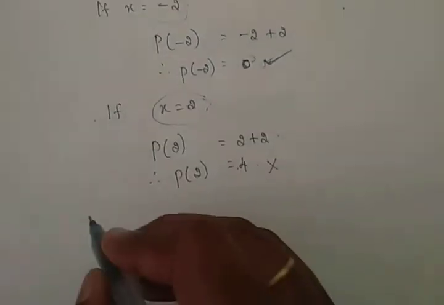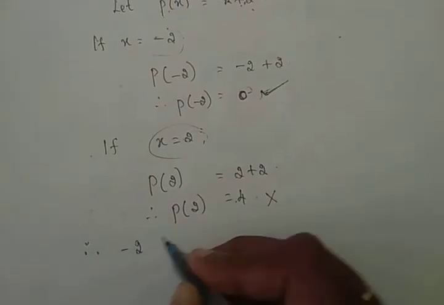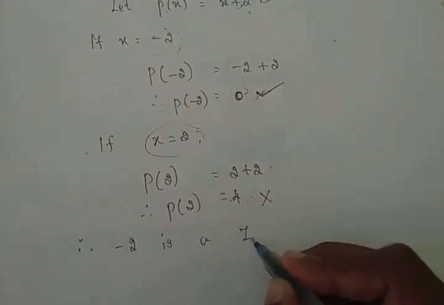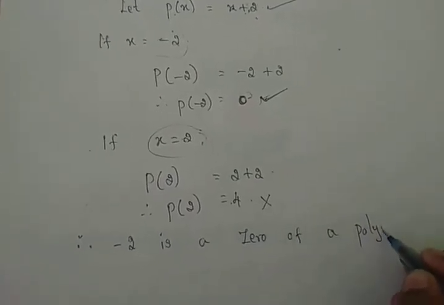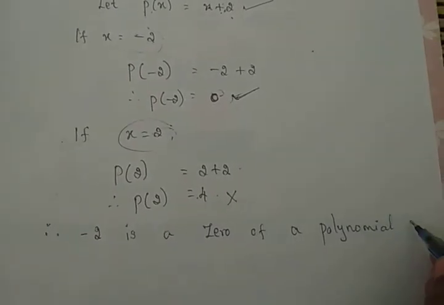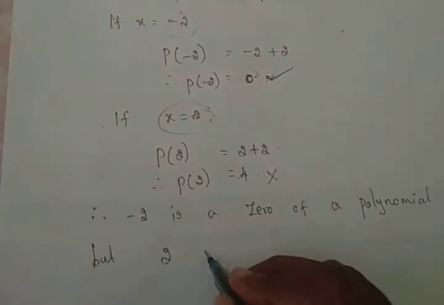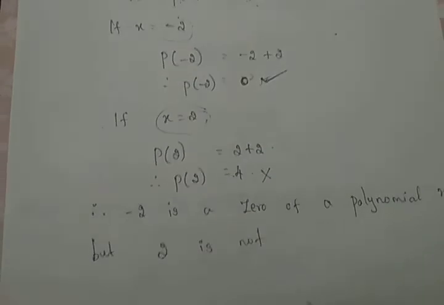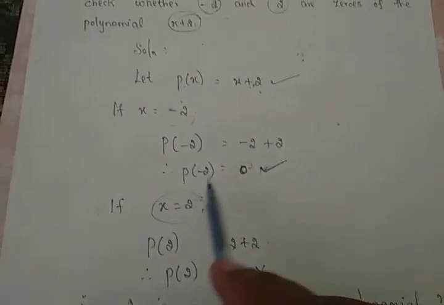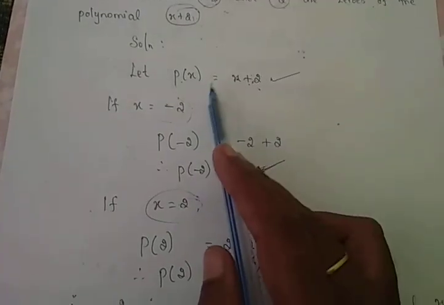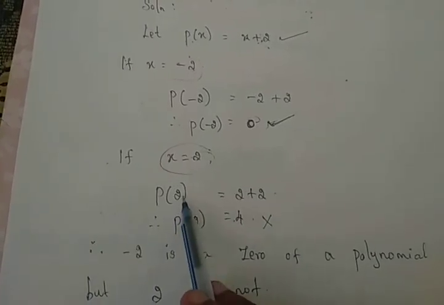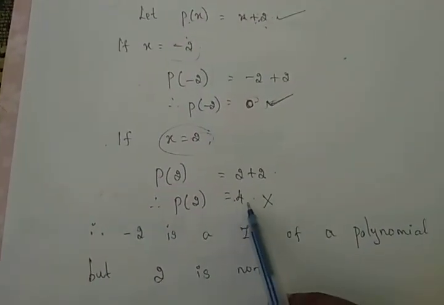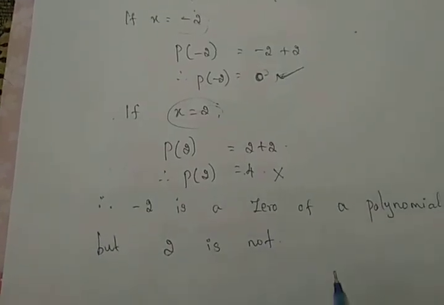Last, we can write, therefore, minus 2 is a 0 of the polynomial x plus 2. But 2 is not a 0. When we substitute minus 2 in this polynomial, we get 0, so minus 2 is a 0 of the polynomial. When we substitute 2 in the polynomial, we did not get 0, so this is not a 0 of the polynomial.